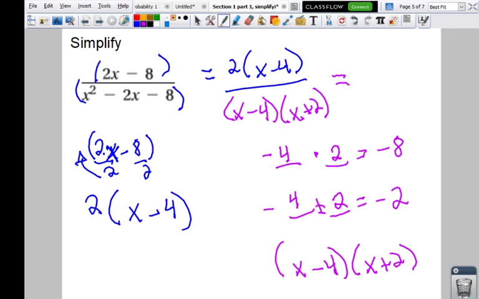Okay, so let's look through here. And we're going to cancel out things that are the same on the top and the bottom. X minus 4 is gone. I got a 2, and then an x plus 2. So much work. And that's it.